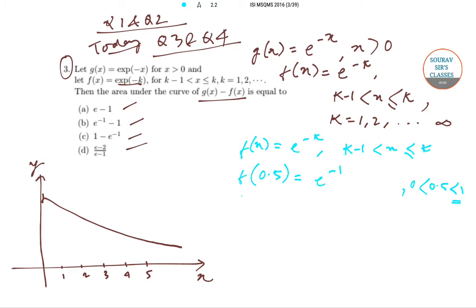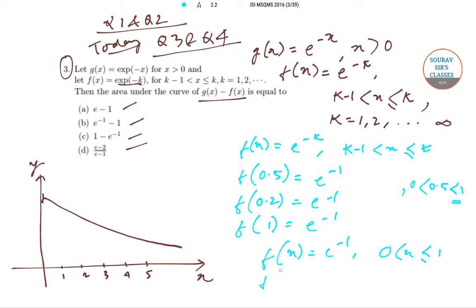and in that case f of 0.5 is equal to e to the power minus 1. Similarly f of 0.2 is also equal to e to the power minus 1, and also f of 1 is equal to e to the power minus 1. So basically for any value from 0, f of x is equal to e to the power minus 1 if x lies between 0 and 1, and f of x is equal to e to the power minus 2 if x lies between 1 and 2. So the graph will be a stepwise function which will be graphically denoted in the following way.